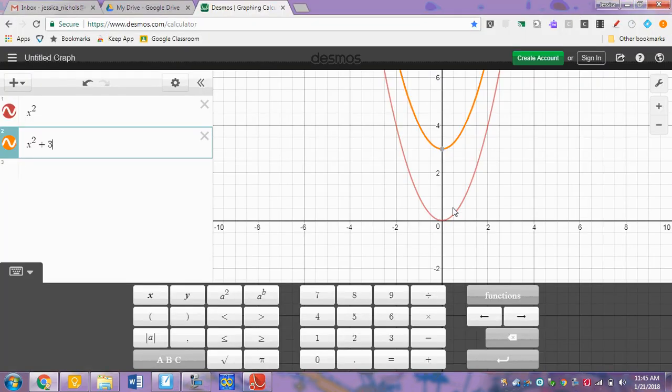Okay, so now we're looking at how the orange changed from the red. What did it do? Look at the vertex. The vertex for the red function, our parent function, is the point (0, 0). The vertex of the new function, x squared plus 3, is the point (0, 3). And you can tell that by moving your cursor up. So what did it do? It moved up 3.